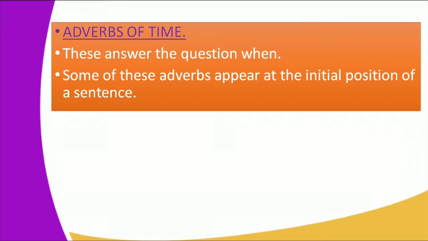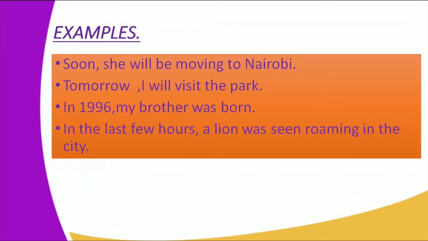Let us look at examples. Example number 1. If we didn't have the adverb soon, we would have the sentence, she will be moving to Nairobi. But we don't know when. Remember, we have said that adverbs of time answer the question when. So if we had the sentence, she will be moving to Nairobi, the answer is soon. Soon she will be moving to Nairobi.